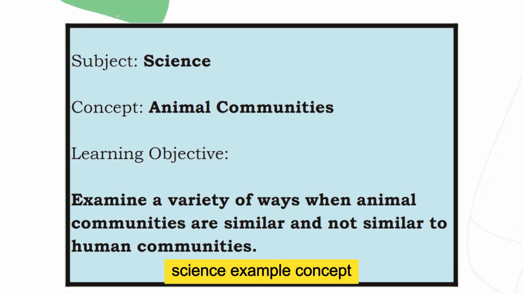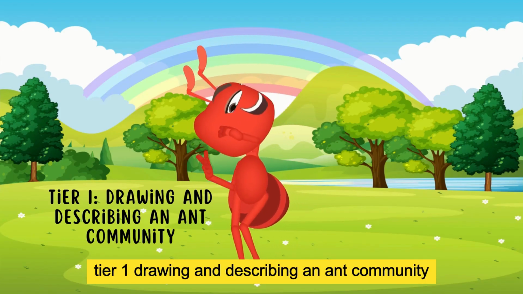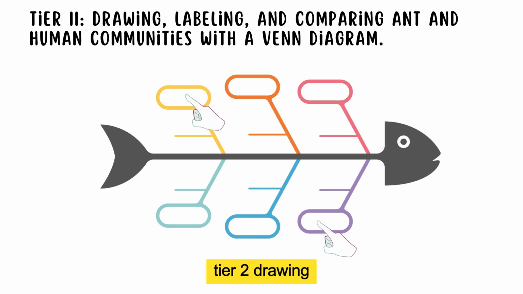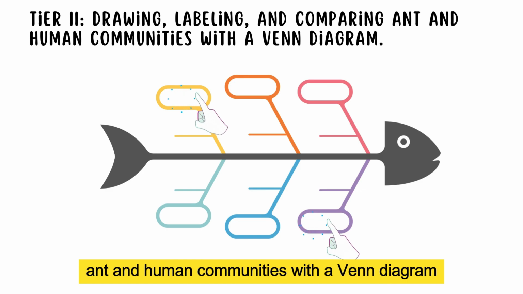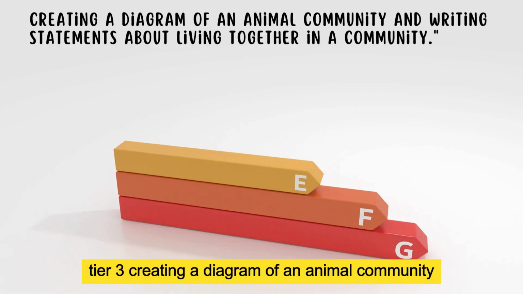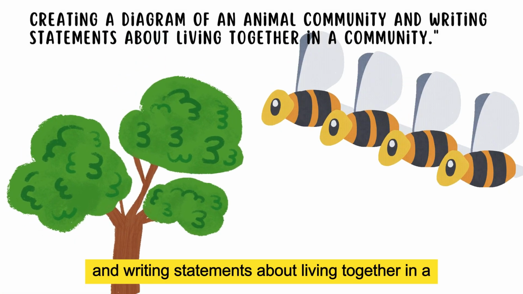Science example, concept, animal communities. Tier 1, drawing and describing an ant community. Tier 2, drawing, labeling, and comparing ant and human communities with a Venn diagram. Tier 3, creating a diagram of an animal community and writing statements about living together.